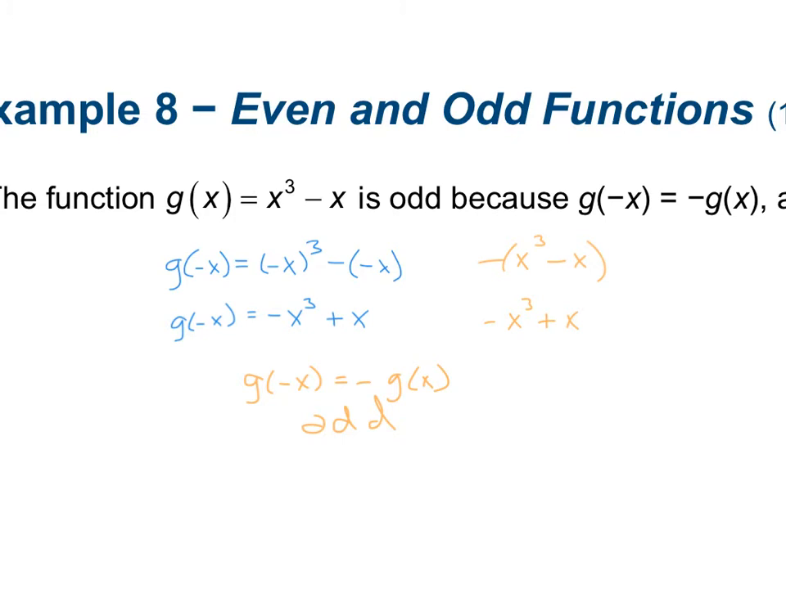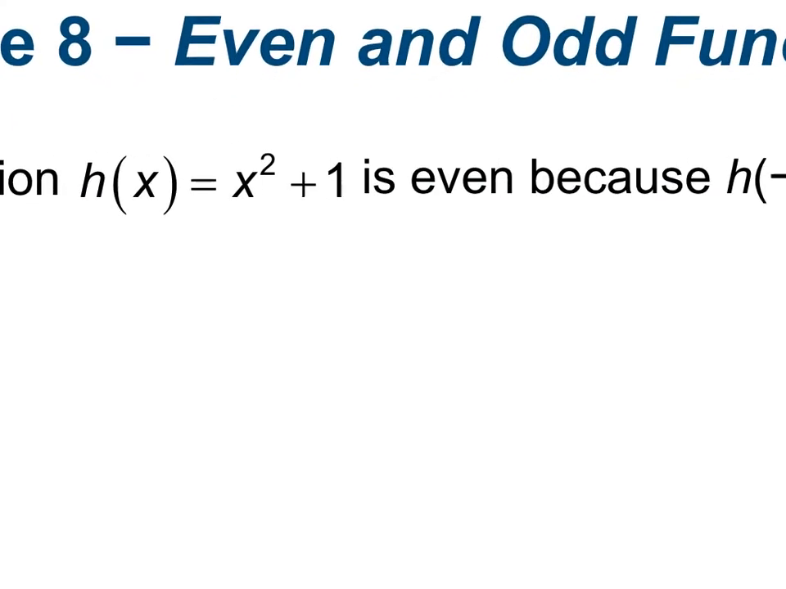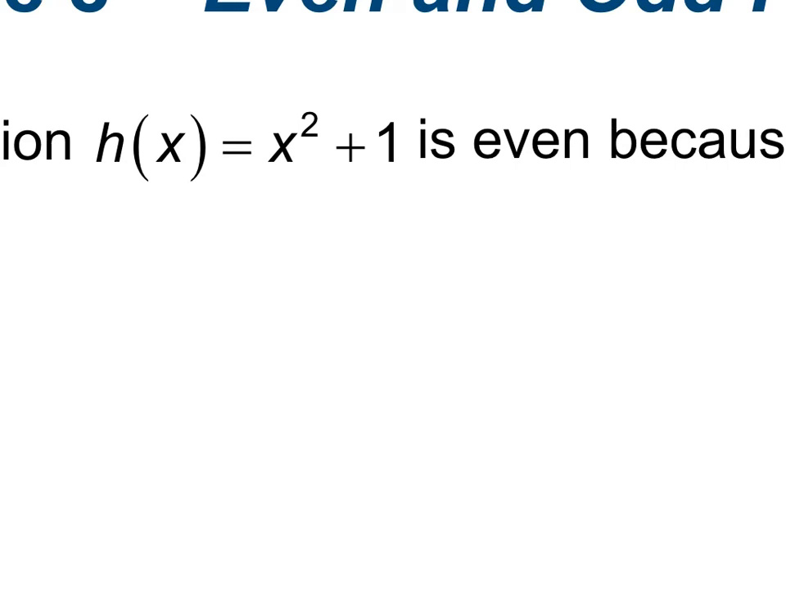Okay, let's take a look at another example like this one. The function h(x) = x² + 1 is even because h(−x) = h(x). This is saying when we plug in a negative x for all of our x's, we're going to end up with our original function. So if we plug in negative x, (−x)² is going to be a positive x², plus 1. So we end up with our original function, which makes this even.